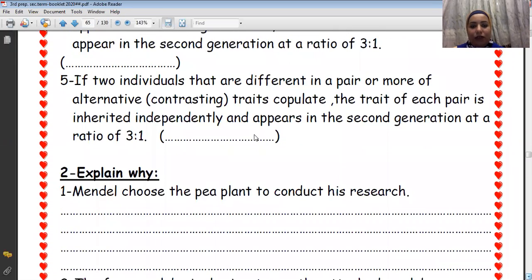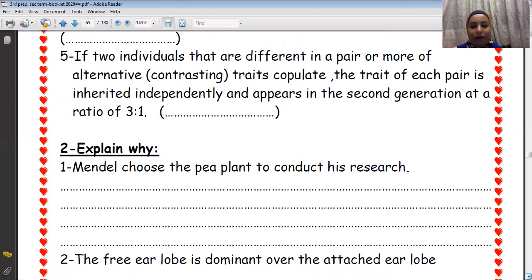If the two individuals are different in two or more pairs of alternative or contrasting traits, the traits of each pair are inherited independently and appear in the second generation at the ratio 3 to 1 or 9 to 3 to 3 to 1. It's Mendel's second law. Okay, you know the difference between the first and second laws of Mendel.